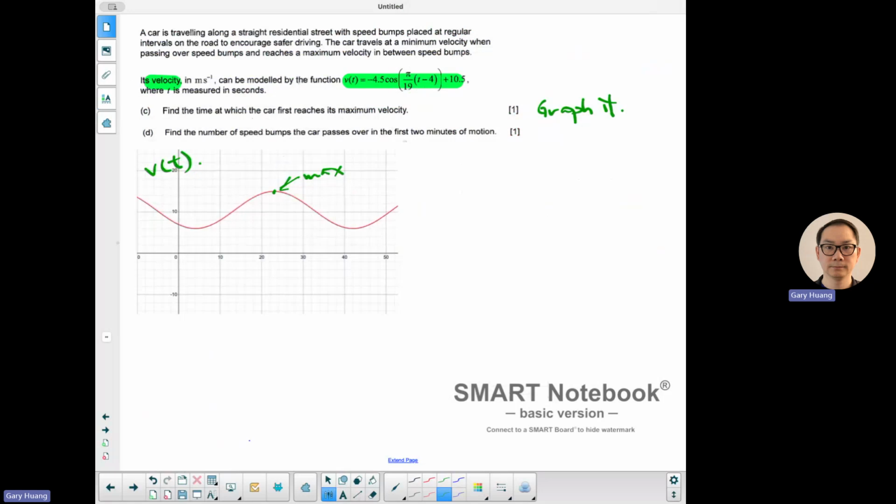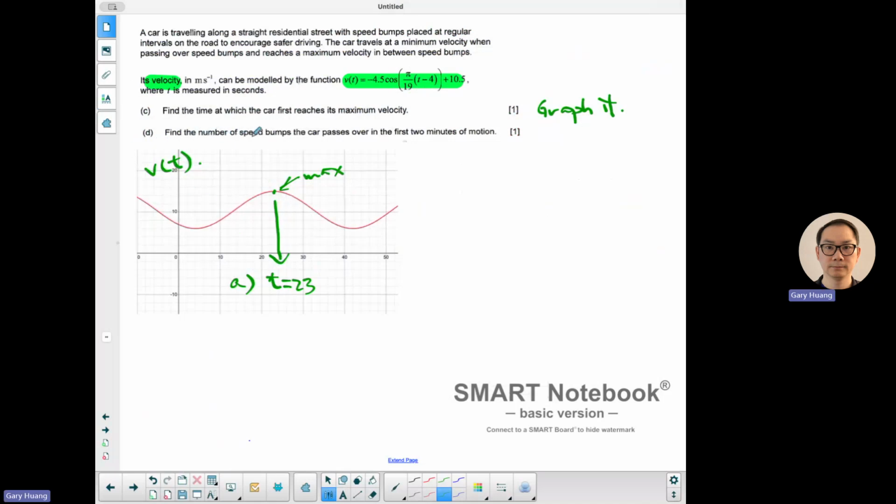So I'm just going to look. I use my graphing calculator second trace function and look for the maximum. And the x value here is equal to 23. So find the time at which the car first reaches maximum velocity. Well, 23 seconds later. That's when it first reaches the maximum velocity.